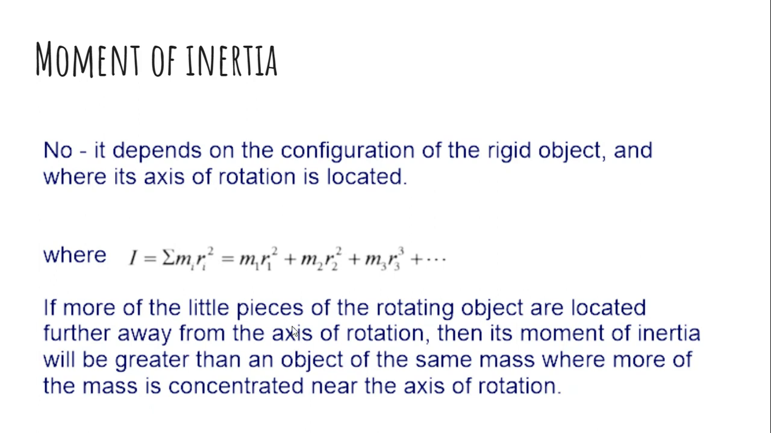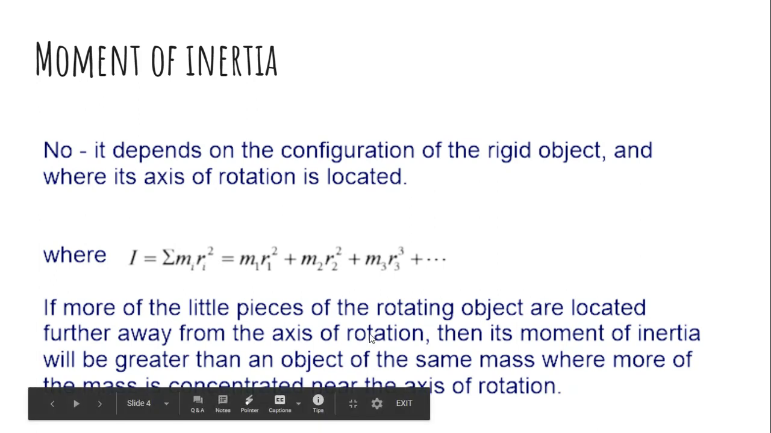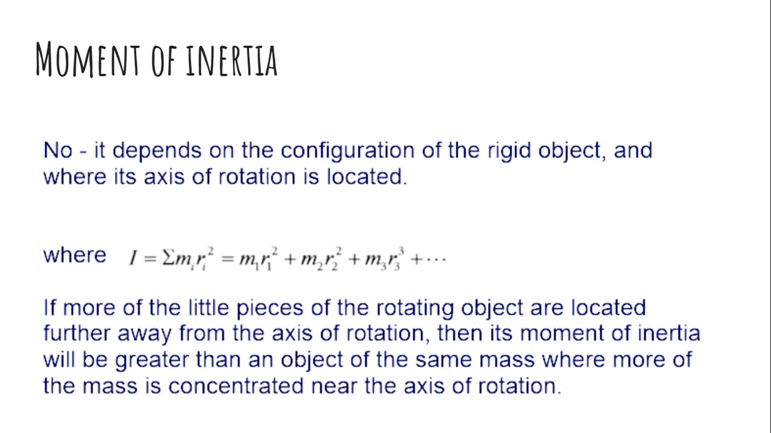If more of the little pieces of the rotating object are located further away from the axis of rotation, then the moment of inertia will be greater than for an object of the same mass where more of the mass is concentrated near the axis of rotation.